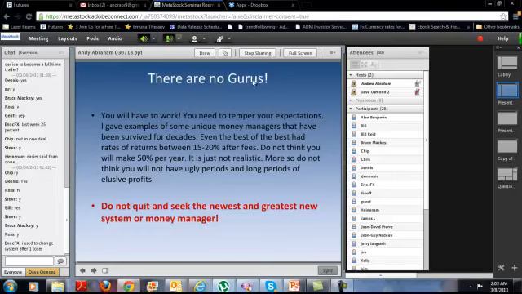There are no gurus. Like I've been saying, temper your expectations. I gave you examples of some, and I'll call them unique money managers. They're rare. Because you know what the fact is? Like 90% of traders don't succeed. I'll tell you that most money managers also don't succeed. There's only a select handful that I would ever invest with. And I have exact rules in how I invest with them.